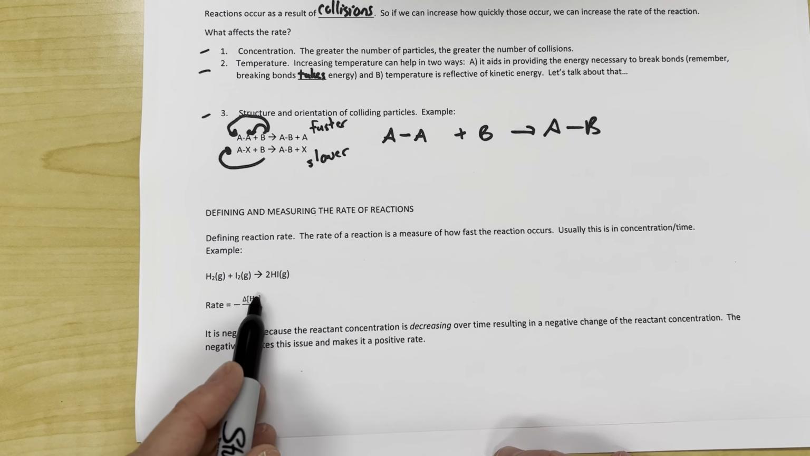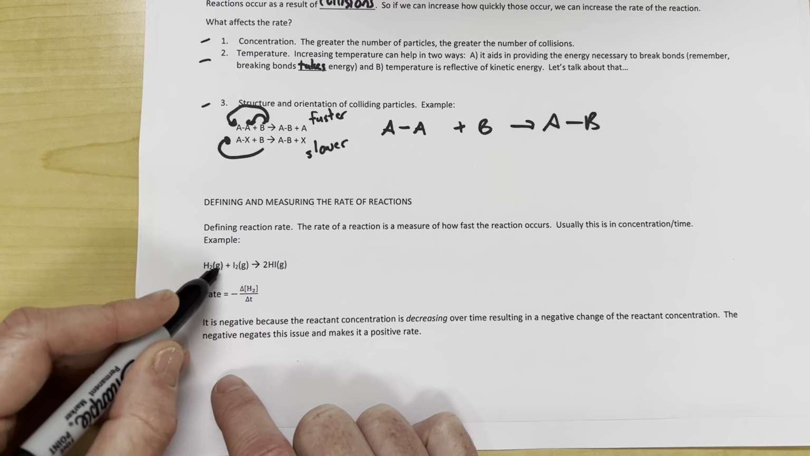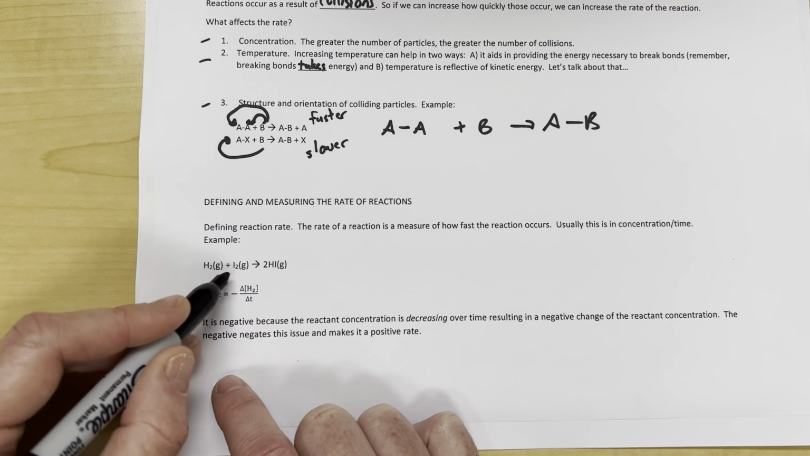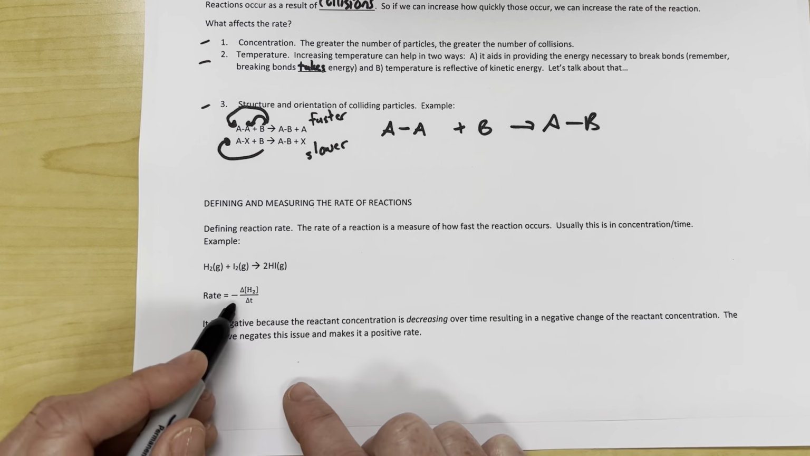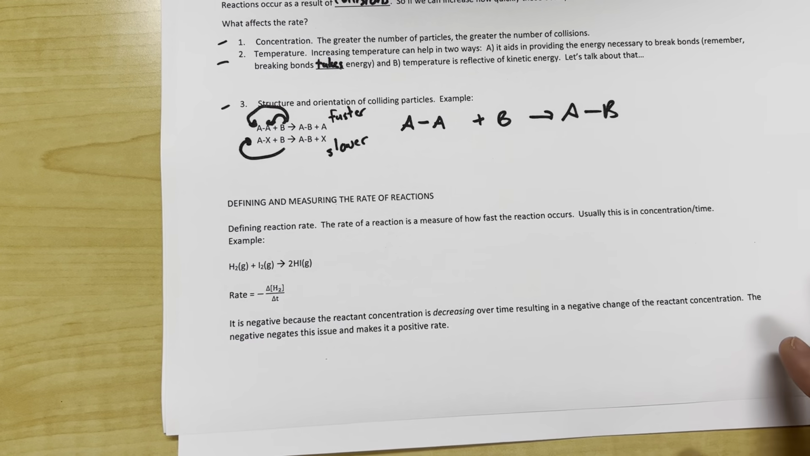How much stuff there was over how much time it took for that stuff to disappear or grow, whichever we're looking at. For the reactant side, anytime we're looking at the rate of reaction for any one of these, it's always going to be negative, and that's because the concentration is going to be decreasing. Let's talk about why that is.